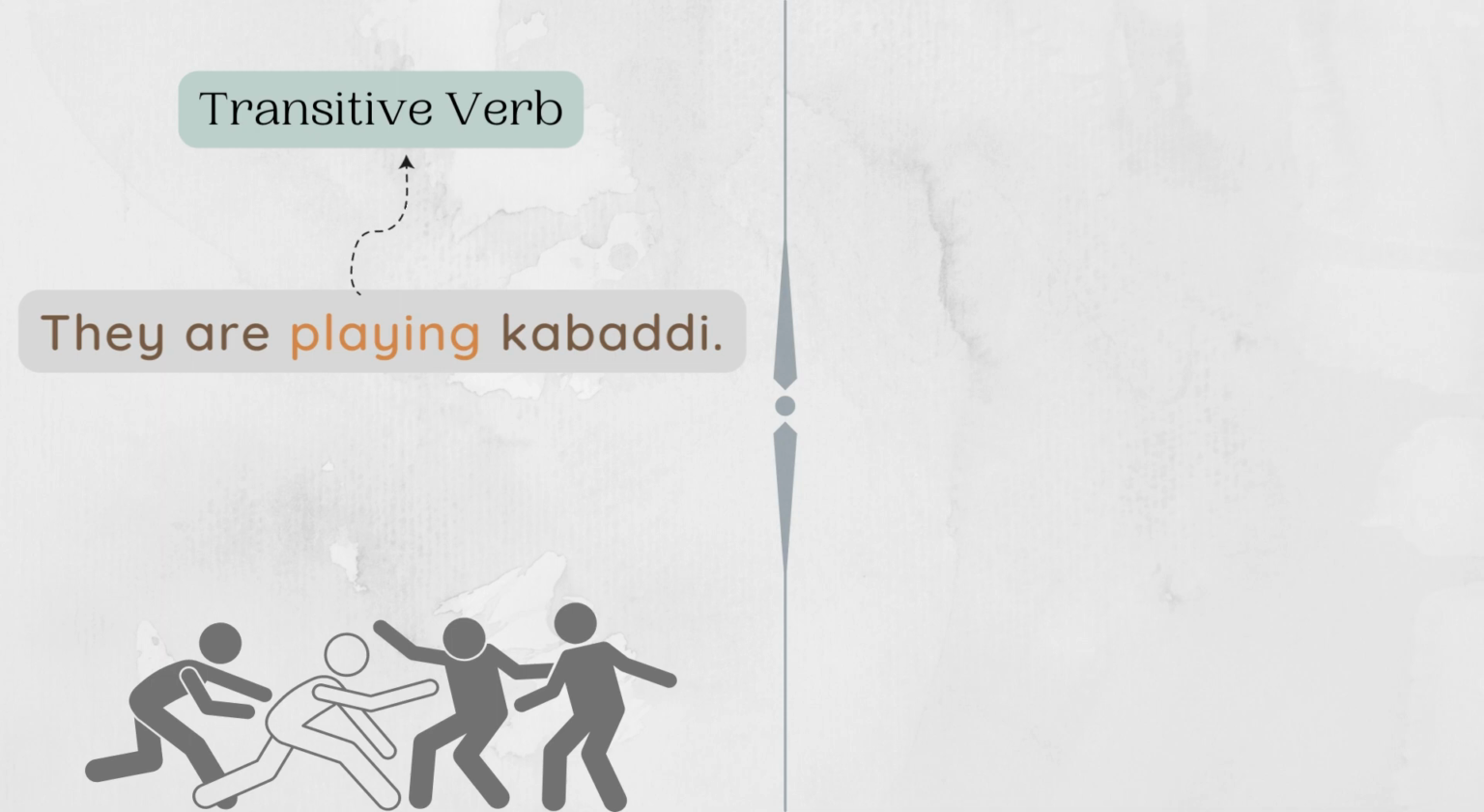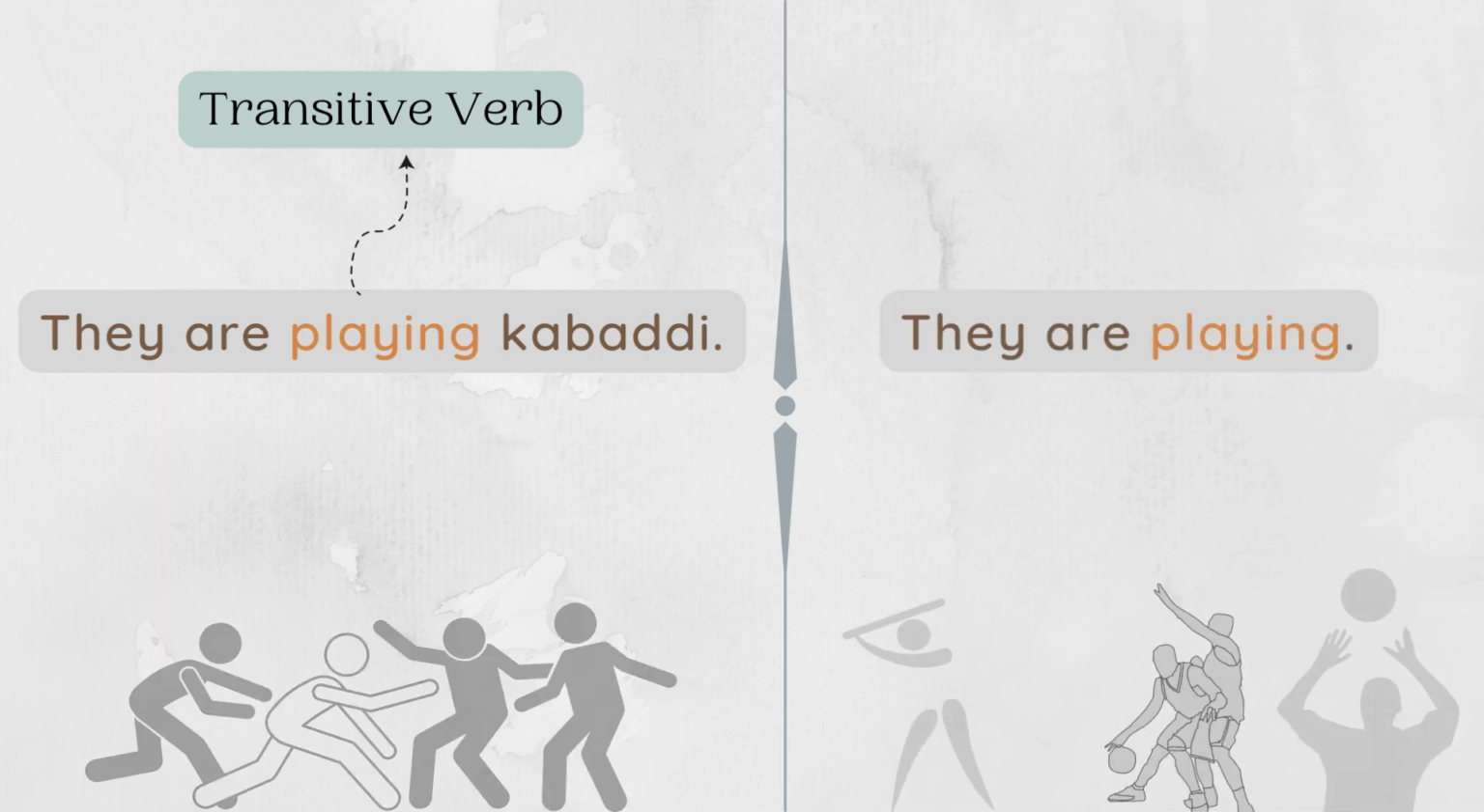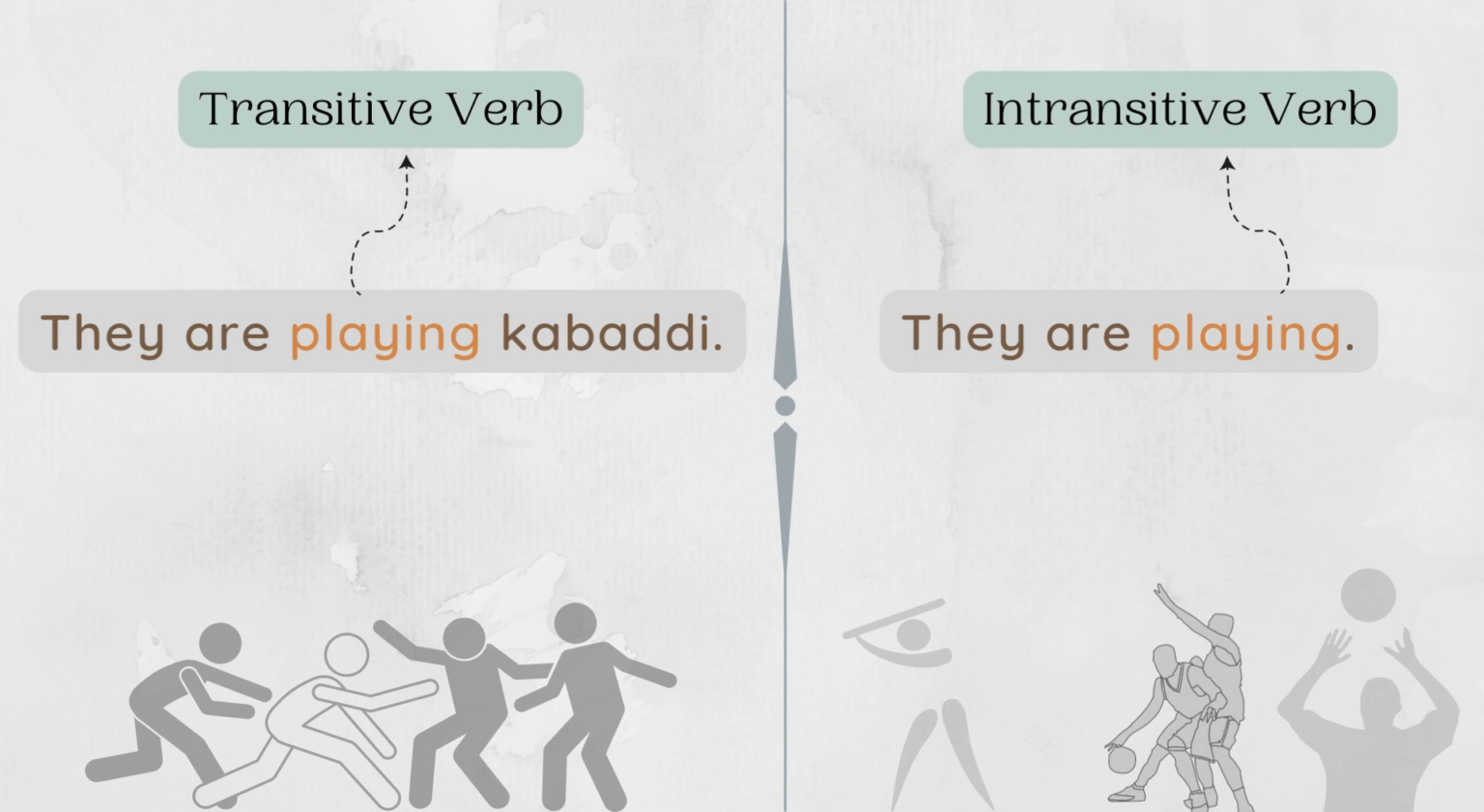What about the sentence, they are playing? Here, it is an intransitive verb. So remember that some verbs can be both transitive as well as intransitive verbs. So you have to look for the object before deciding whether it is transitive or intransitive verb.